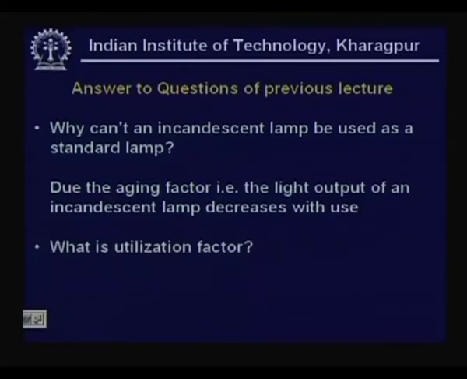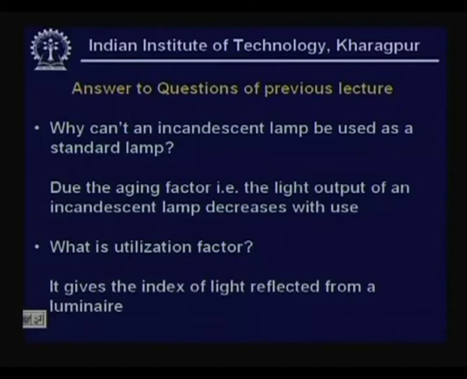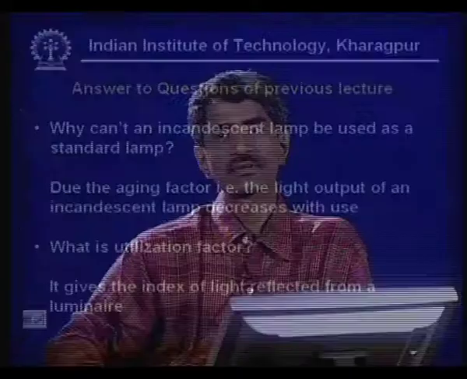What is the utilization factor? It is the index of light reflected from a luminaire. Supposing a particular 100-watt lamp radiates 10 lumens per watt, that would mean 1000 lumens of flux, but all 1000 lumens may not be usable, based on the accessories employed along with the lamp, and this is what it gives. Typically, we said it is around 0.85 to 0.9.